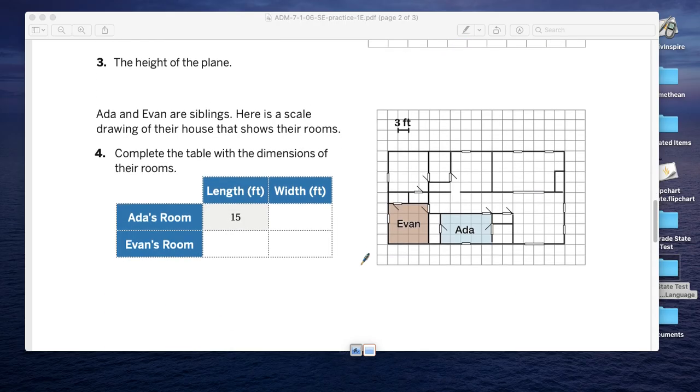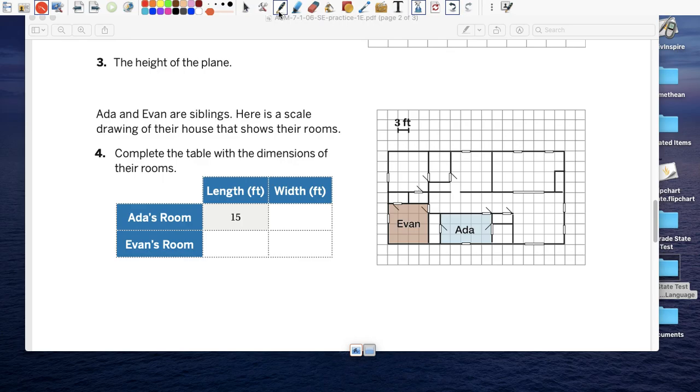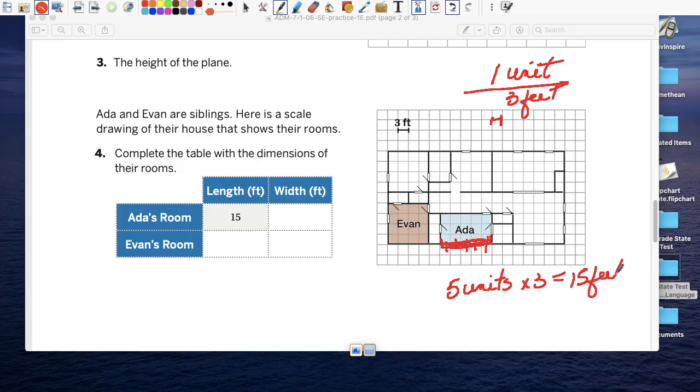Here's something more familiar, maybe the blueprint of a house, an apartment, or a room, a floor. And we're looking at Ada's room. It says here that every unit on this map is equal to 3 feet. So the length, well, the length is this right here, from here to here. And if you count the units, it's 1, 2, 3, 4, 5. There's 5 units lengthwise, and each unit is 3, so if you multiply that by 3, we get 15 feet, and that's how they got this number.